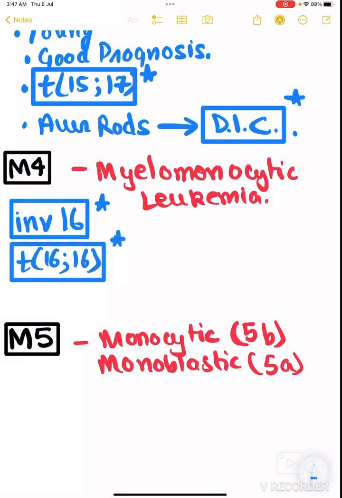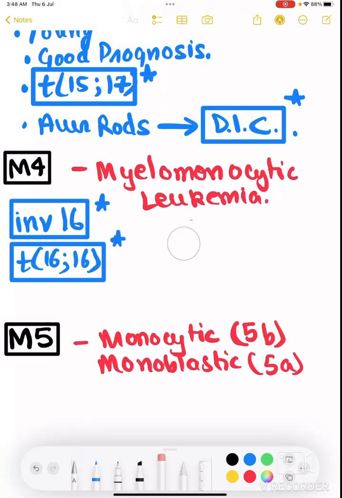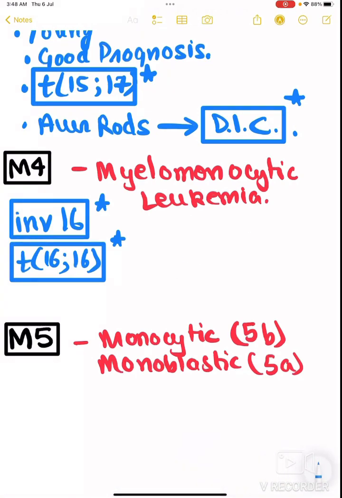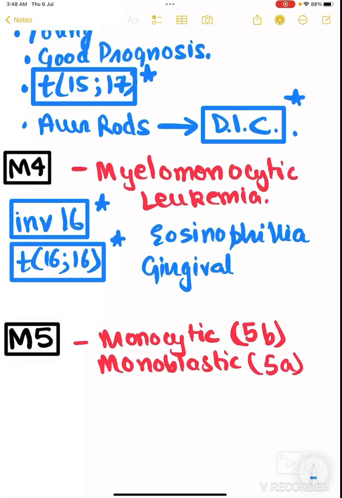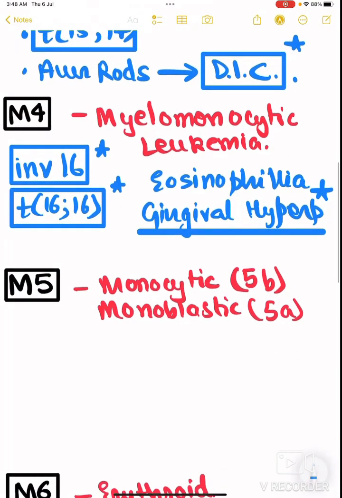How do I remember these? 4 ka square is 16. This is the way I used to remember these things. So inversion 16 or translocation 16. Then eosinophilia is present in it, and gingival hyperplasia. Another extremely important thing, gingival hyperplasia is present in M4.